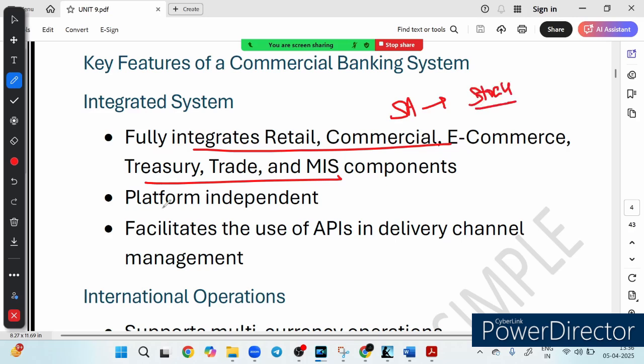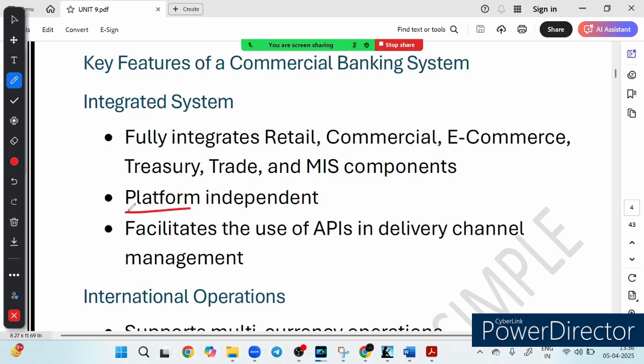Then one feature of it is platform independence. What is the meaning of platform independence? No more compatibility drama. This means the system can run on any hardware, any operating system, whether it is Windows, Linux, or cloud. You name it. No need to worry whether any part runs on Android or iOS. The systems speak a universal tech language.